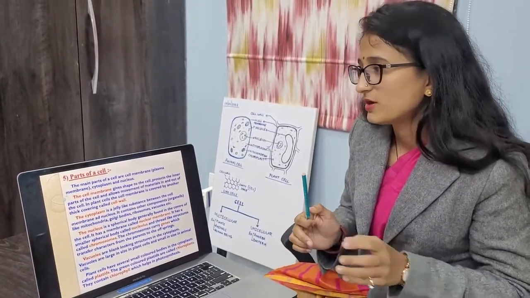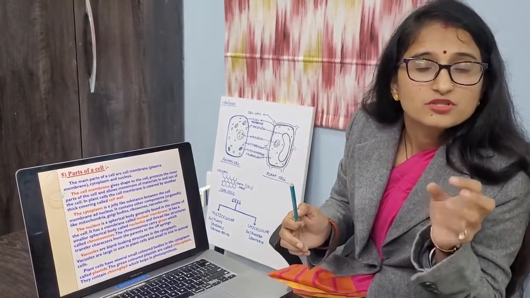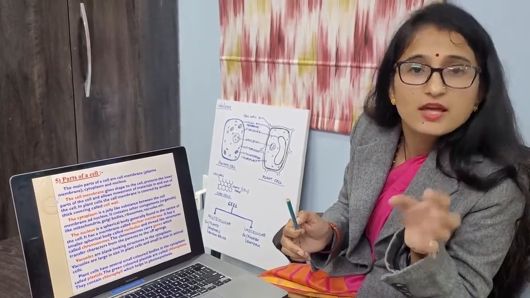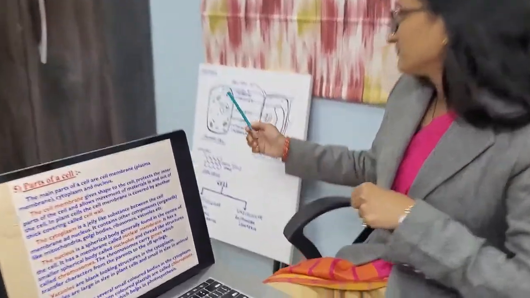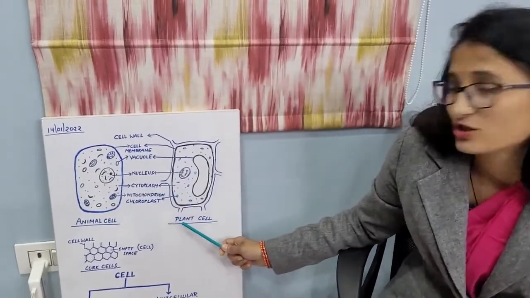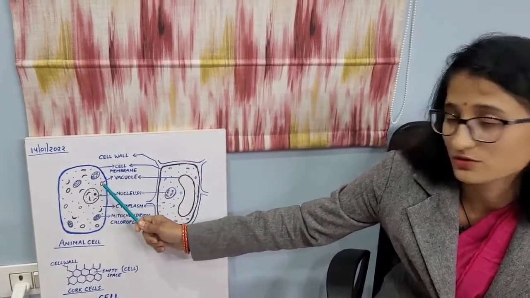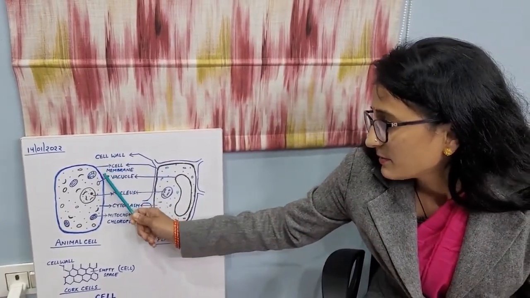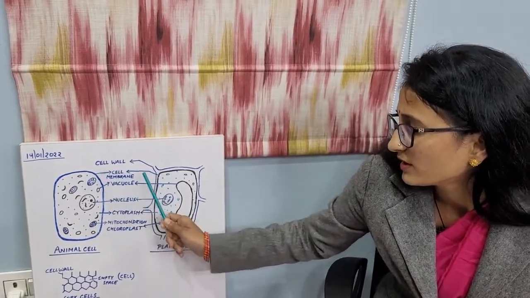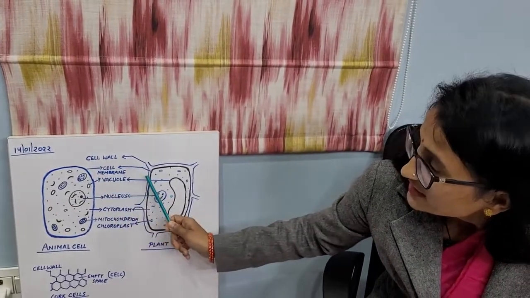Now let's learn about the parts of a cell. So in a cell, what are the most important parts? They are the cell membrane, cytoplasm, and nucleus. Let's see with the help of these two diagrams, this is the animal cell and this is the plant cell. Now we are going to learn about the parts of the cells. Cell membrane is the most important part. This is the outer covering which protects the cell and its organs.